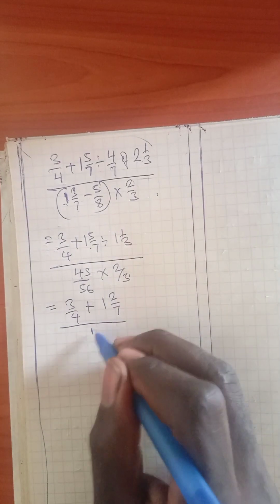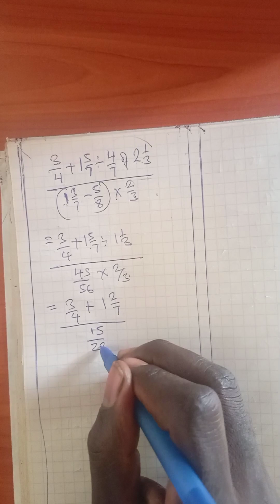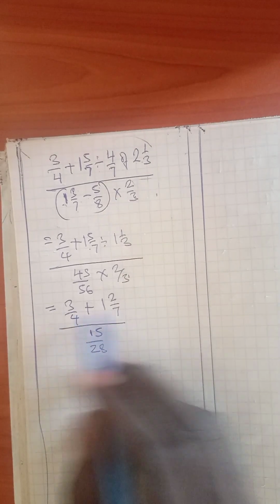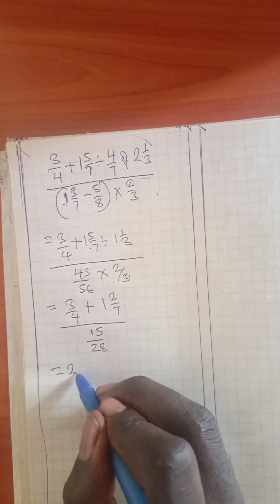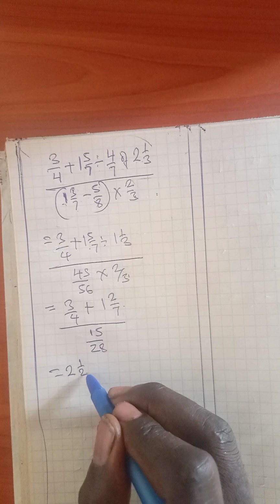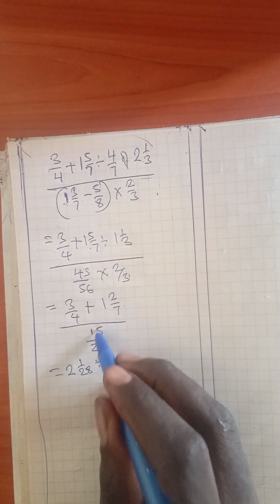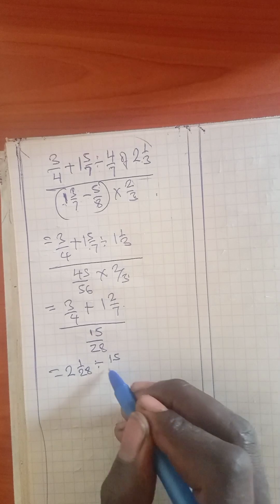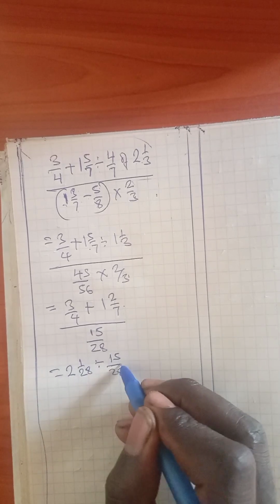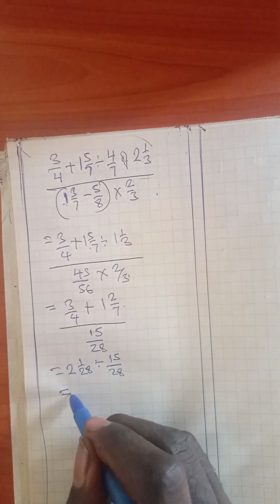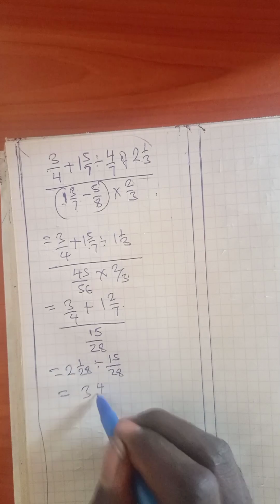Now if you add this plus this, the numerator, you should be able to get 15 over 28. Now if you work out this part, you will get 1 over 28, which we shall divide with this one, the denominator, 15 over 28. Now if you divide, you should be able to get 3 and 4 over 5.